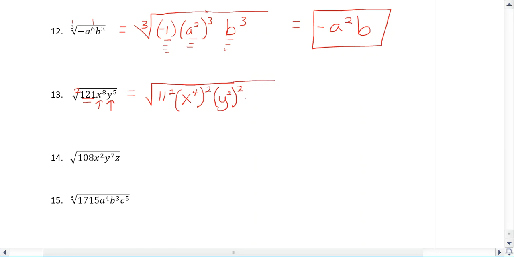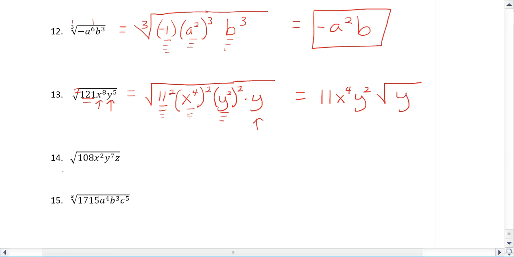And because I had a y to the fifth, I do have this one y that's left over. So now this is a perfect square, this is a perfect square, as is this. The only thing that's going to be left under the radical is that y. The square root of 11 squared is 11. X to the fourth squared, the square root of that is x to the fourth. Y squared squared, square root of that is y squared, and what's left under the radical is just the y.